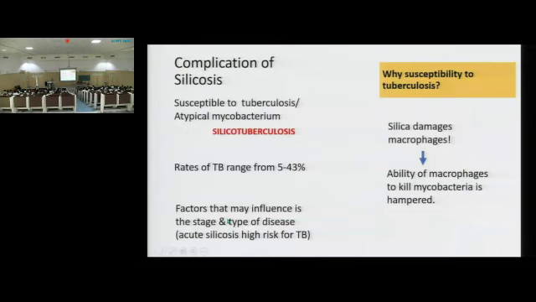So what are the complications? I already told you how these patients are susceptible to tuberculosis, and the rate of tuberculosis ranges from 5 to 43%. About 5 to 43% of patients will have silicosis along with tuberculosis.